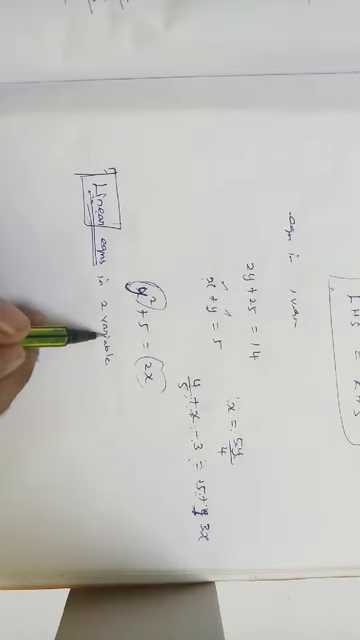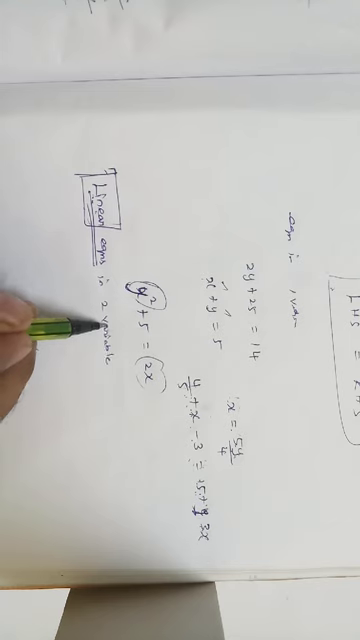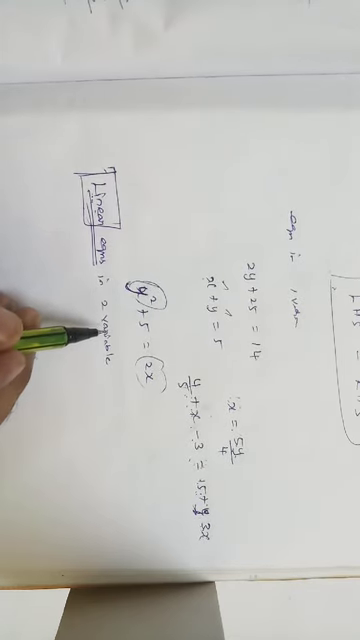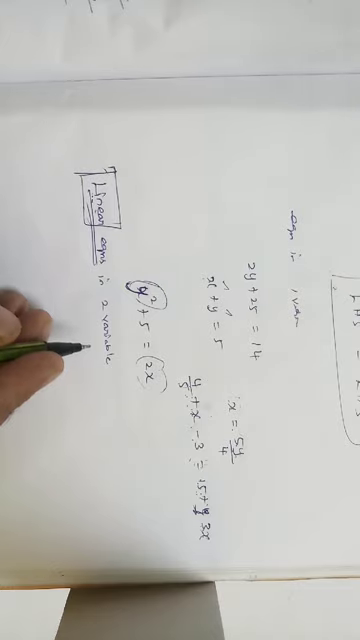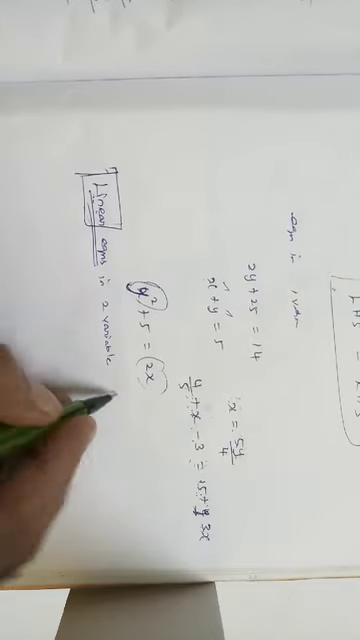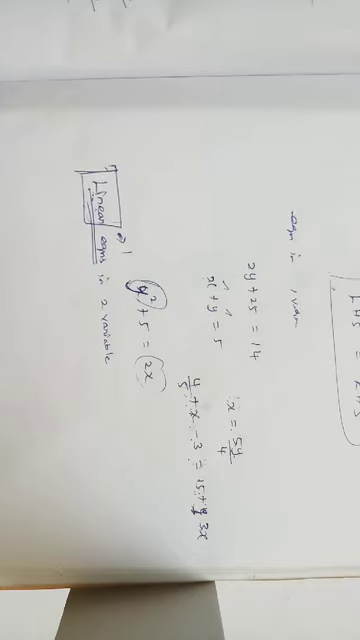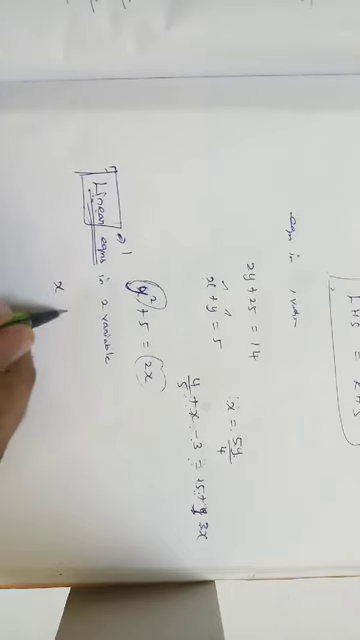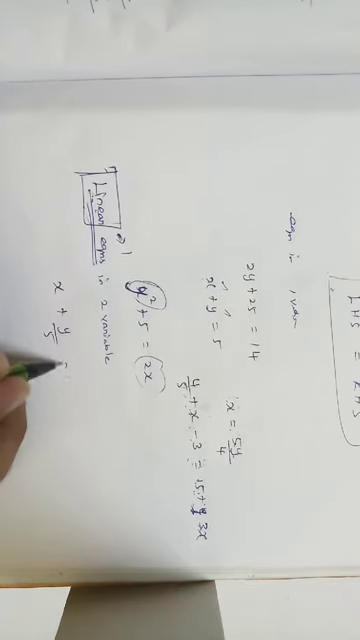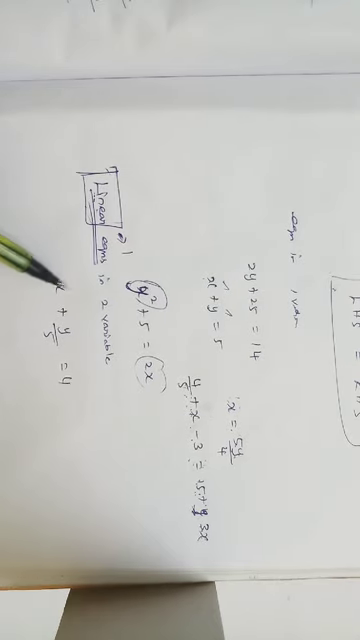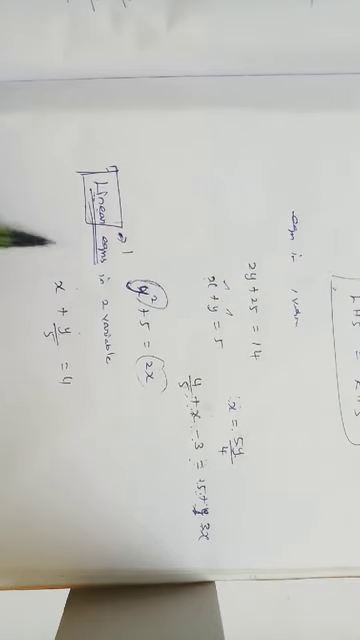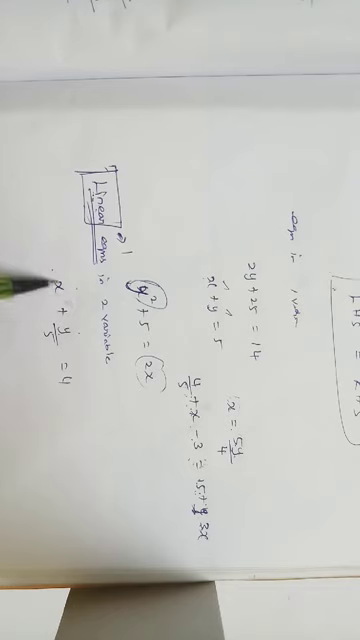The power, or exponent, of the variable should be 1. Wherever the variables appear, the highest power of the variable should be equal to 1. A very good example: x plus y divided by 5 is equal to 4. What is the power of x? 1. What is the power of y? 1. So this is nothing but a linear equation. Now we have two variables, so it is a linear equation in two variables.